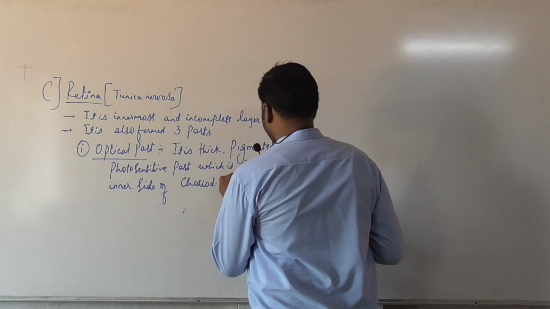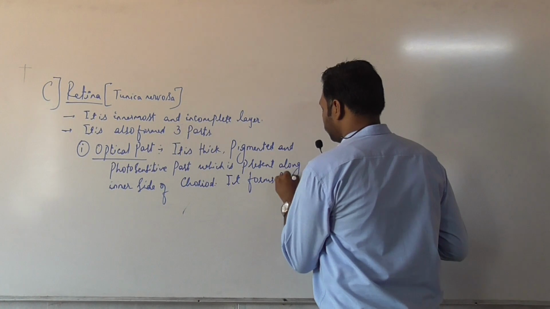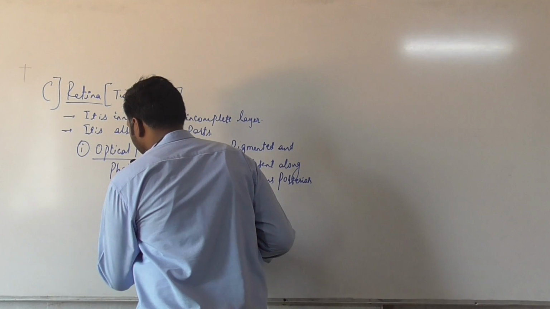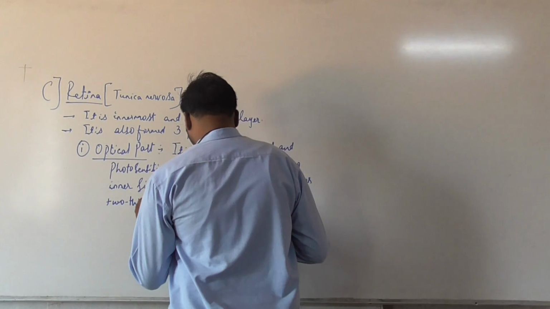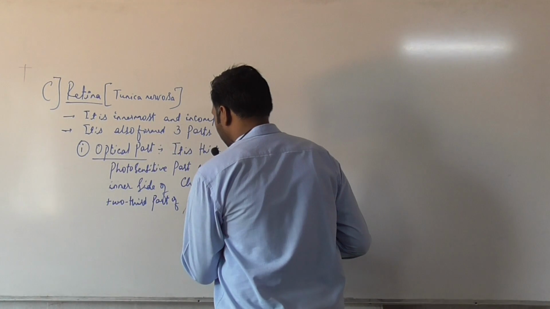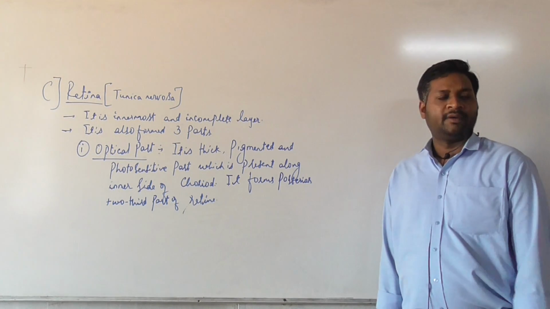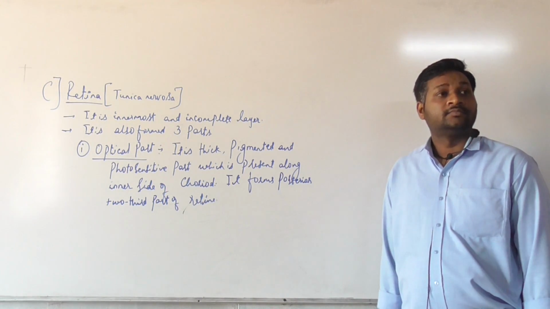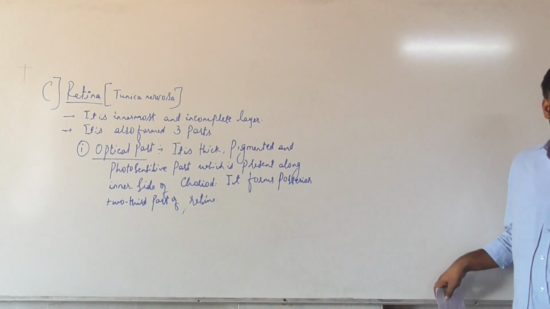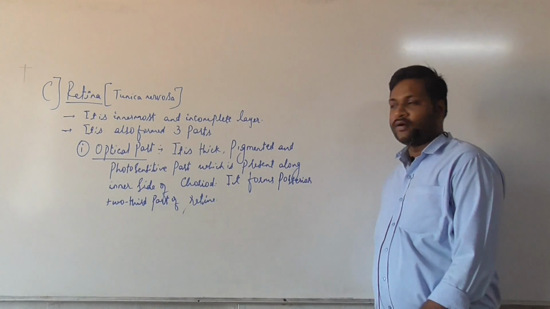It forms the posterior two-thirds part of the retina. You can see the optical part of the retina. It is thick as well as pigmented. Pigmented in the sense, which type of pigment? Melanin. And photosensitive part means light will be focused into this part, which is present along the inner side of the chorioid.